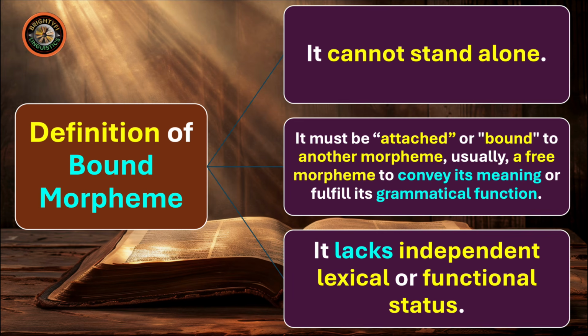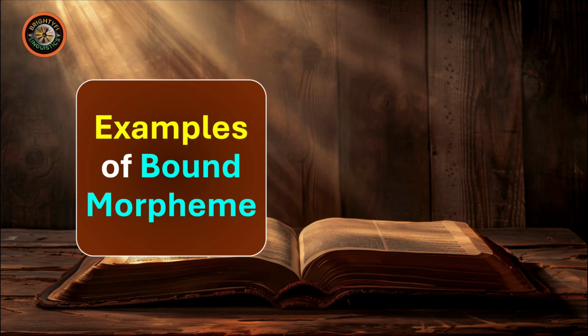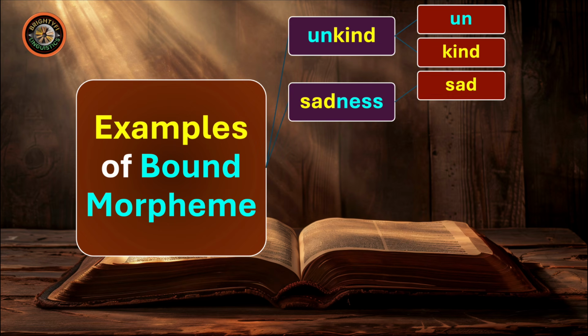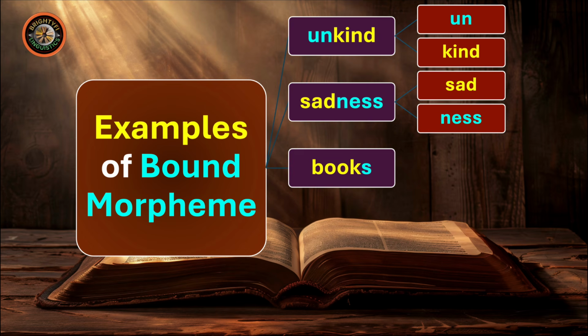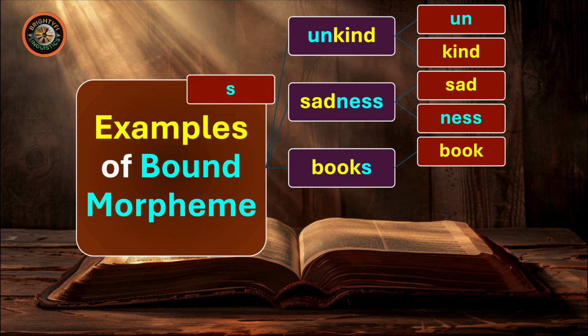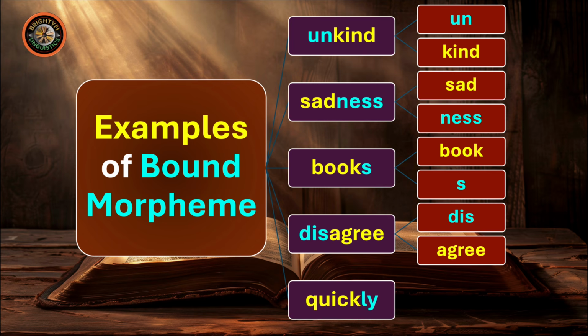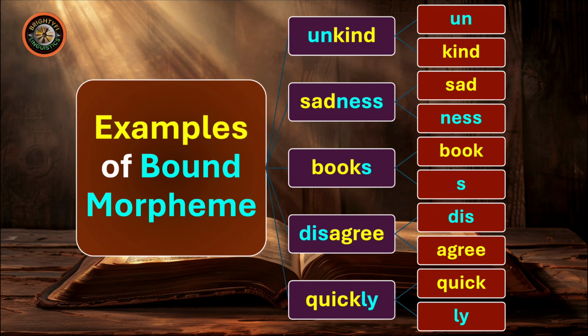Now let's understand this concept with examples of bound morphemes. We have the word unkind. Un is an example of a bound morpheme, while kind is a lexical morpheme, because un is attached to the word kind and then becomes another word, unkind. Likewise, we have sadness. We have sad and we have ness. Books, we have the word book and then we have the bound morpheme s. Disagree, the bound morpheme dis, and we have the word agree. We have quickly, we have the word quick, and then we have ly.